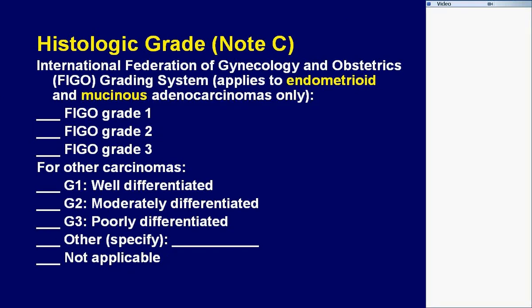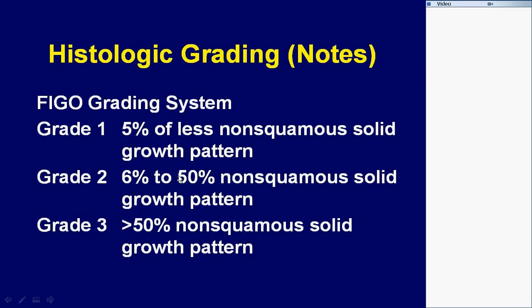Okay, moving on, let's talk about histologic grade. Now, again, we are required to use the FIGO grading system, which is listed over here, specifically for the endometrioid and mucinous. In the CAP synoptic report, they say for other carcinomas, you may use this particular category, although, frankly, they haven't amplified this. I don't use this. For example, if I'm reporting serous carcinomas, I don't grade my serous carcinomas.